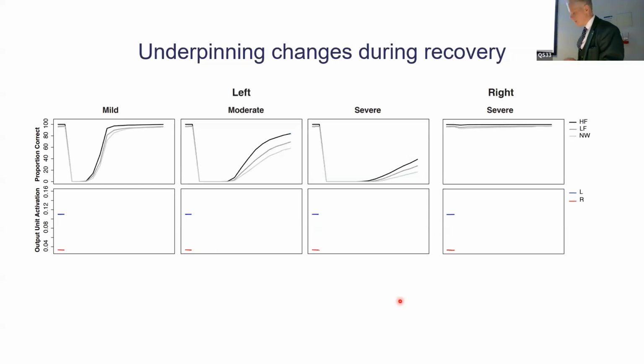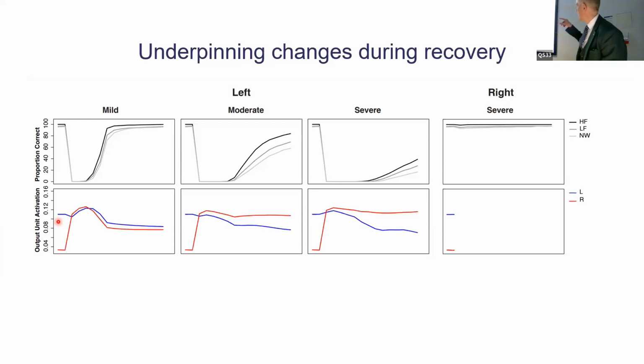We can look inside. This is what's so useful. You can look inside these models now. So this is the performance of 3 levels of damage. That's the behavioral performance. These are the unit activations. So it's our proxy to BOLD. You can see before damage, it's dominant in the left and the right, just like healthy subjects. Then what you can see is it jumps up in activation in response to being damaged.